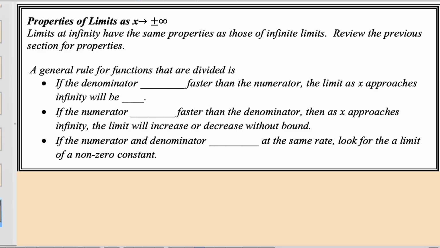So the property of limits as x approaches plus or minus infinity: if the denominator grows faster than the numerator, the limit as x approaches infinity will be 0. So the denominator is going faster than the numerator. If the numerator grows faster than the denominator, then as x approaches infinity, the limit increases or decreases without bound. So we don't have a horizontal asymptote. If the numerator and denominator grow at the same rate, look for the limit of a non-zero constant. So just take a look at the coefficients of those highest power terms.